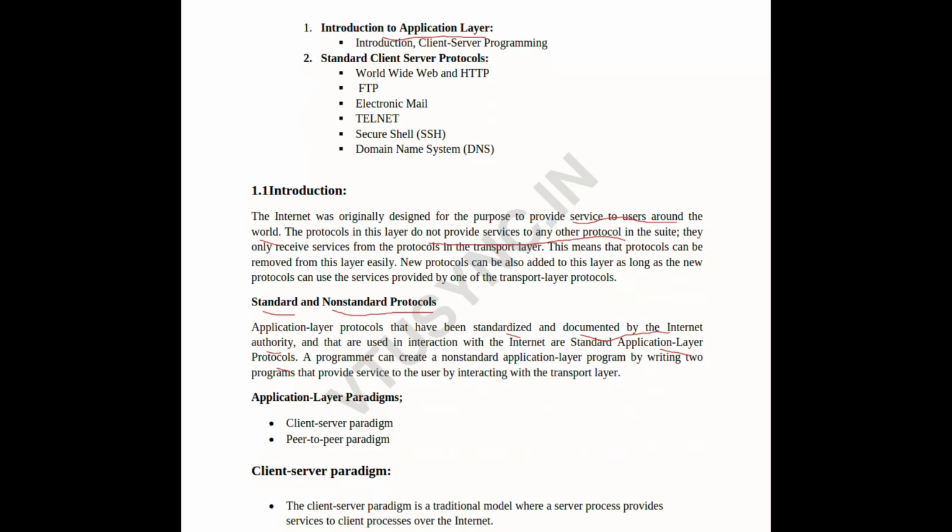When we use the browser to send a request, if a user wants to ask some question, the question is sent in the form of a request. To send this request to the server, certain rules, certain protocols, are used. These protocols are the standard protocols. Now, non-standard application layer protocols are those created by the programmer by writing two programs that provide services to the user by interacting with the transport layer.